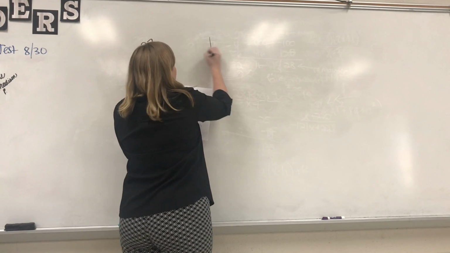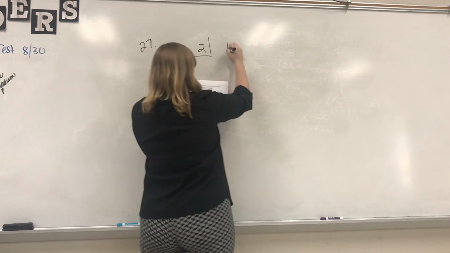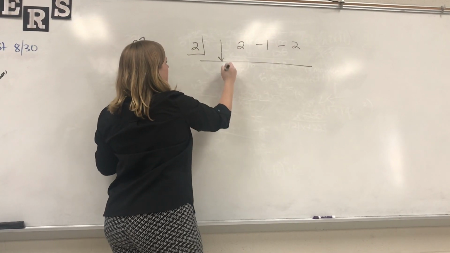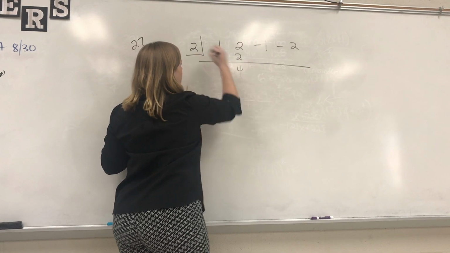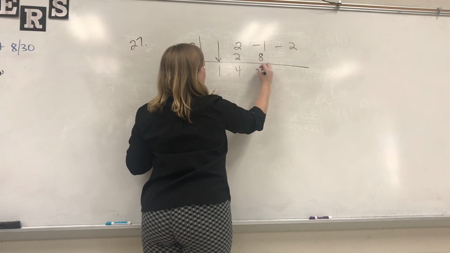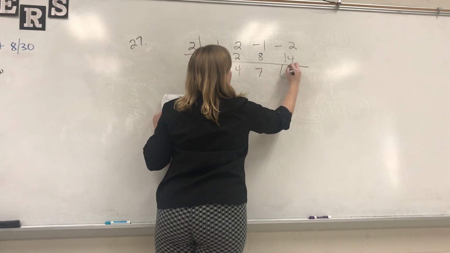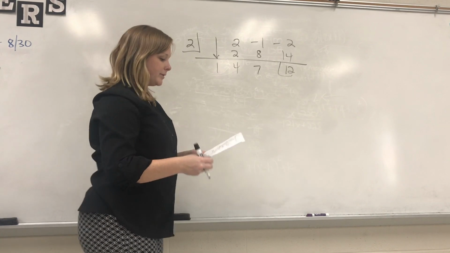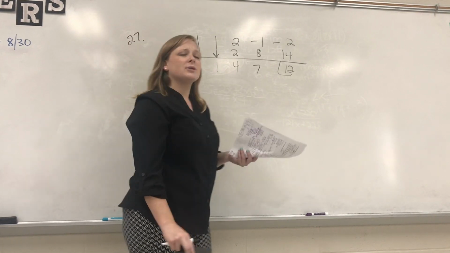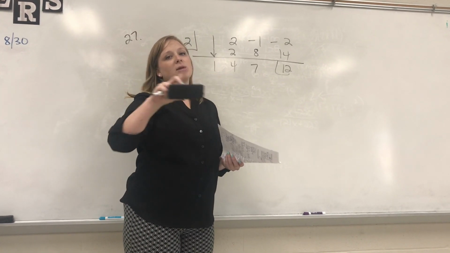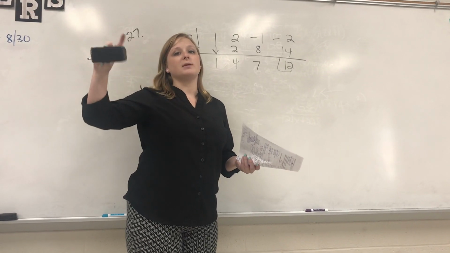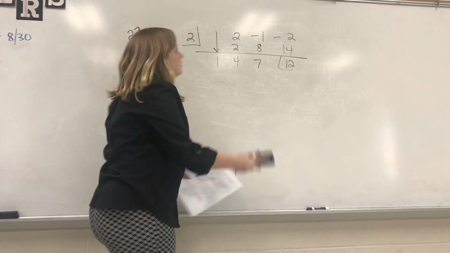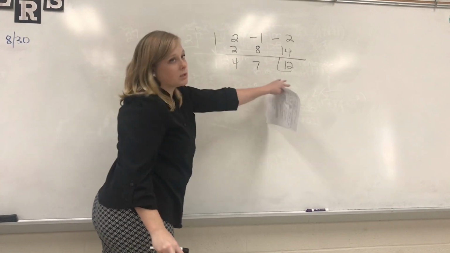So I put the opposite in my backwards box, which is a positive 2. I write my coefficients. Drop, multiply, add, multiply, add, multiply, add. I have a remainder of 12, meaning it's not a factor. And I move on. No big deal. This is multiple choice on your test, and it's like, yes, remainder 12. No, remainder 12. Yes, remainder 0. No, remainder 0. You just have to come up with the correct answer and the correct reasoning. So you would be looking for no, because the remainder is 12.